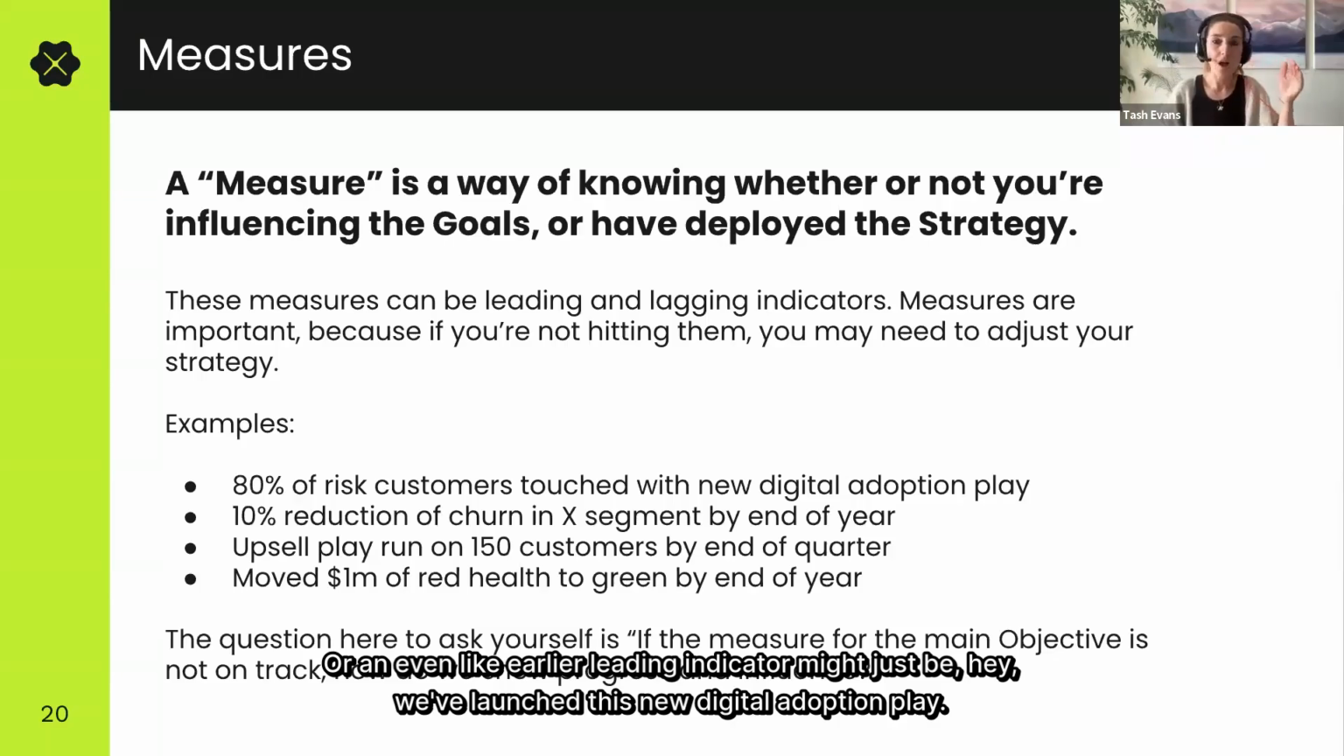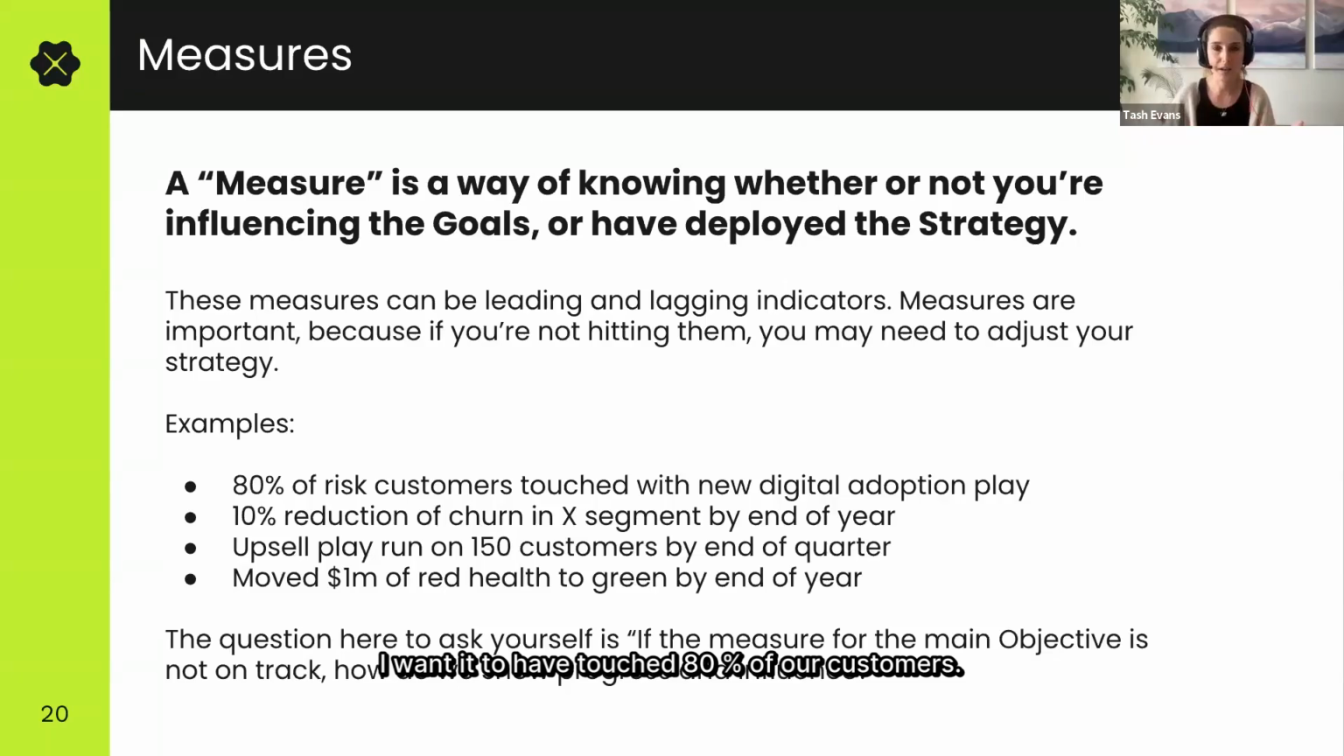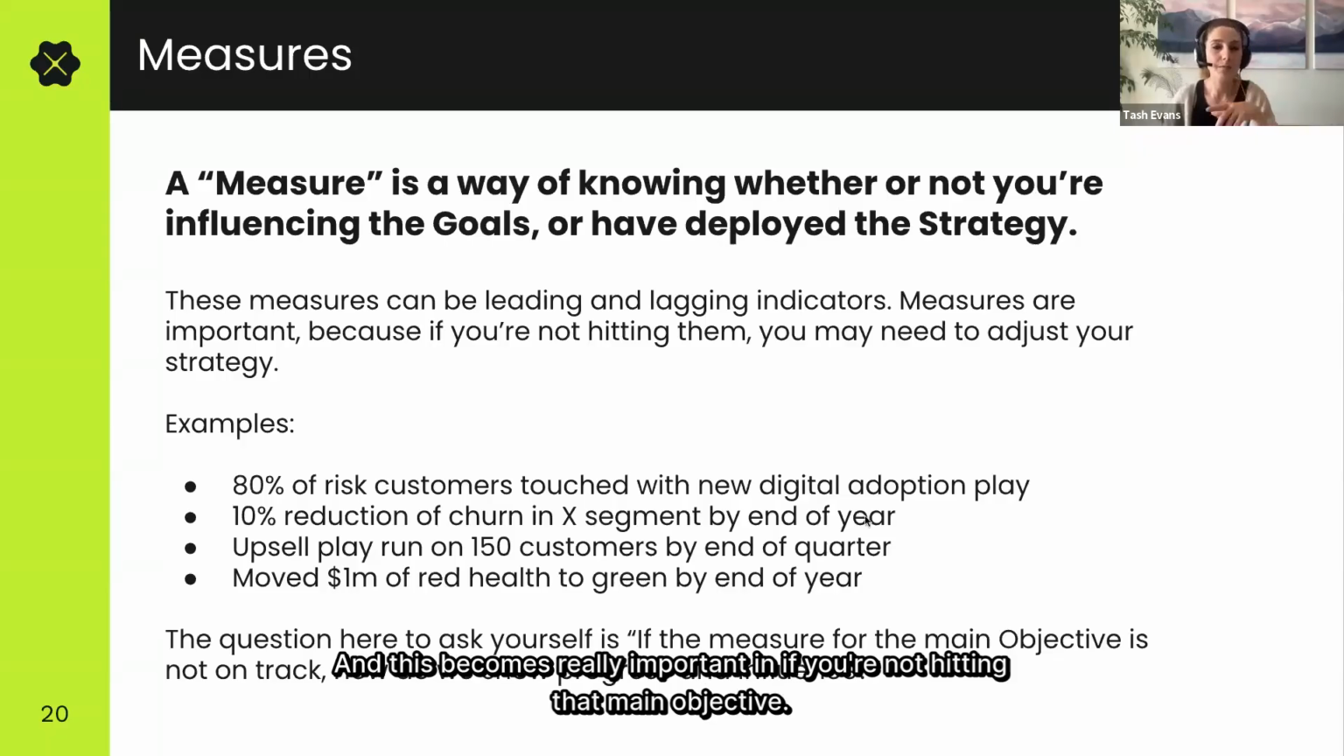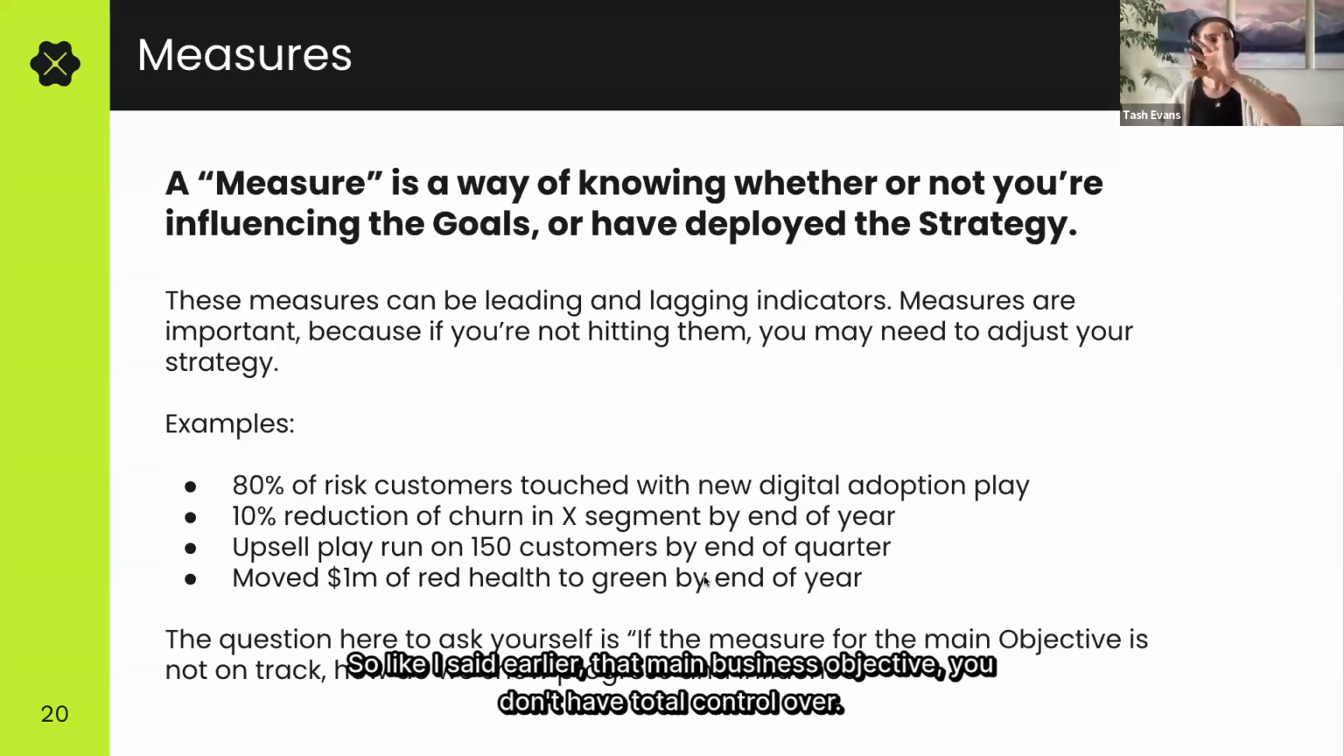Or an even earlier leading indicator might just be, hey, we've launched this new digital adoption play. I want it to have touched 80% of our customers, so I know we're running a really proactive motion. So think about that in terms of the layers. And this becomes really important if you're not hitting that main objective. So like I said earlier, that main business objective, you don't have total control over.